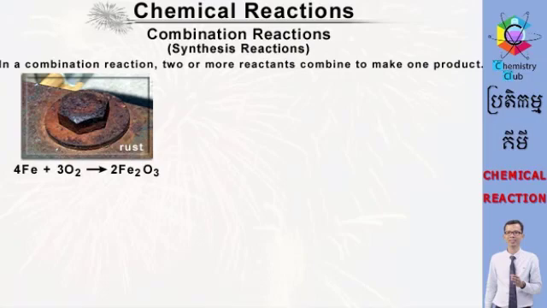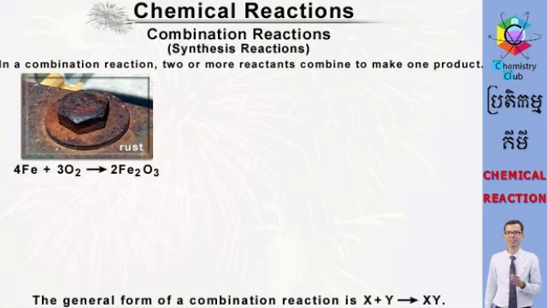The general form of a combination reaction is X plus Y yields XY. The reactants in a combination reaction can be either elements or compounds. Because the product of a combination reaction is always more complex than the reactants, it will always be a compound. Earlier in the program, you saw a combination reaction in which both reactants were molecules. Recall that hydrogen and oxygen combined to form water.